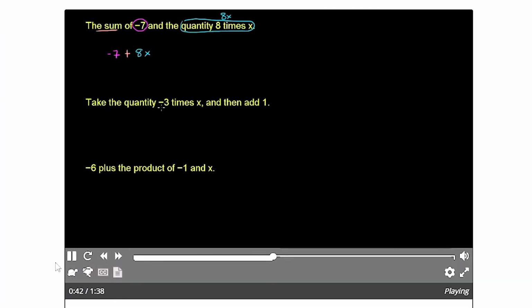Take the quantity -3 times x, and then add 1. So the quantity -3 times x, we can write that as -3x, and then we need to add 1 to that. So that's going to be plus 1.